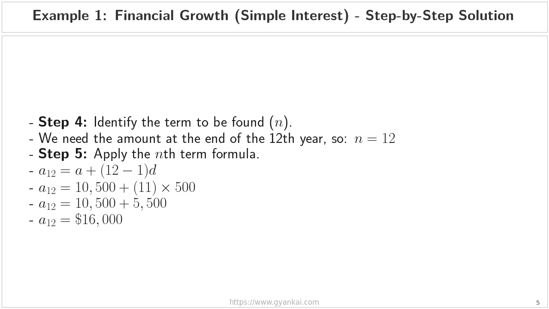Now that we have identified our starting amount and our annual increase from the previous steps, let's move on to the final stages of our calculation. This brings us to our conclusion in the next slide, where we can clearly state the total savings after 12 years.